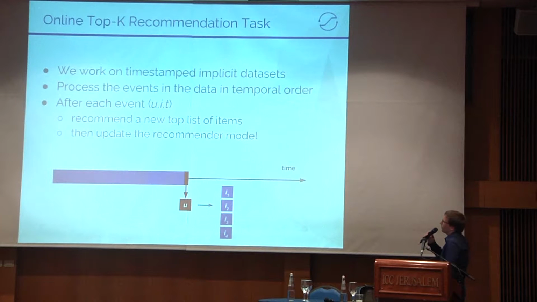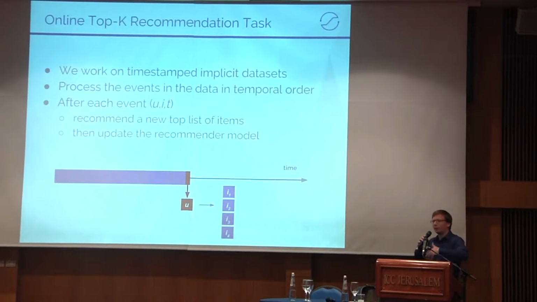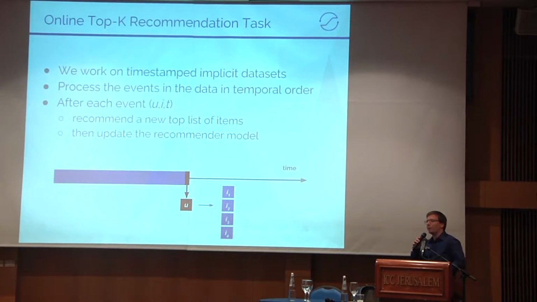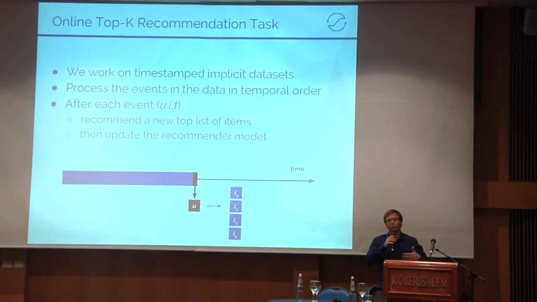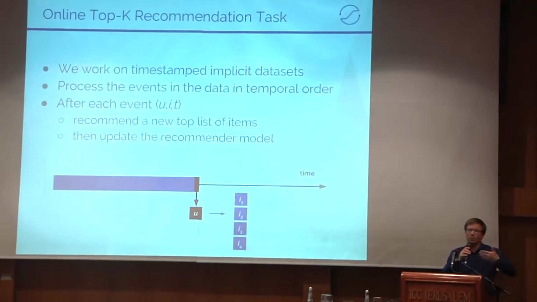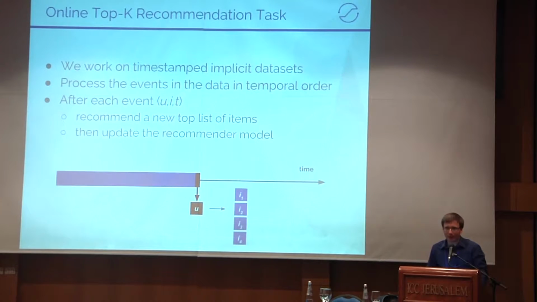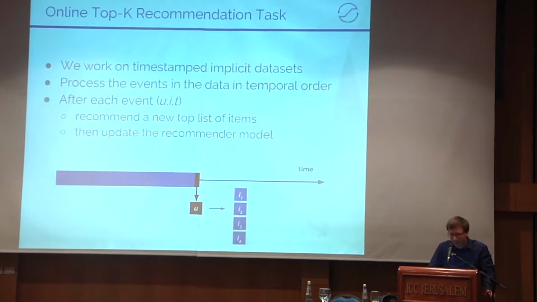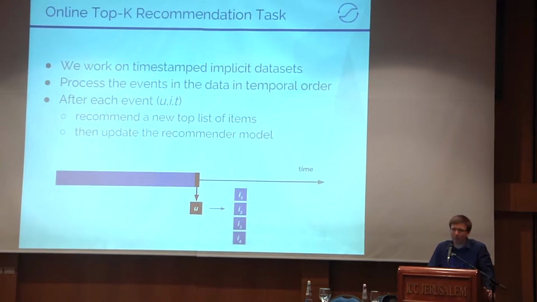What we are doing is that we always process the events in the data in temporal order, so we generate a stream-like evaluation. After each event, first, we give the recommender system the information that a given user is going to do something right now. And for this user, first we ask the recommender system to recommend a new top list. Right after this top list, we evaluate the goodness of this top list, and then we give the information what kind of item was consumed by the user at that given time point, and we update our model. But right before this updating process, we do an evaluation part.